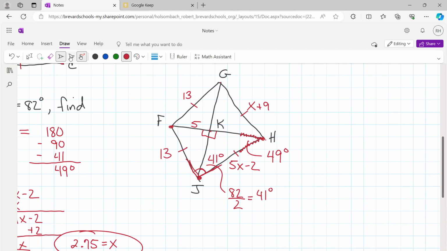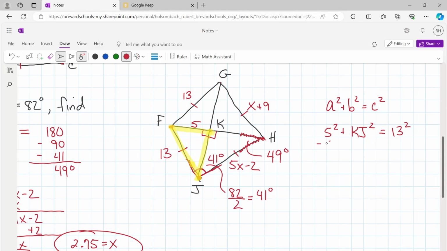So in this right triangle in here, the Pythagorean theorem states that for every right triangle, a squared plus b squared is equal to c squared, when a and b are the legs of the triangle and c is the hypotenuse. So in this case, our F to K can be a, so we're going to go 5 squared plus, we're looking for K to J, so 5 squared plus KJ squared equals the hypotenuse squared.